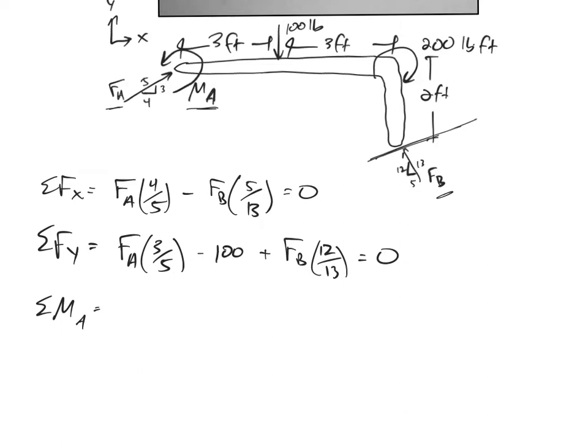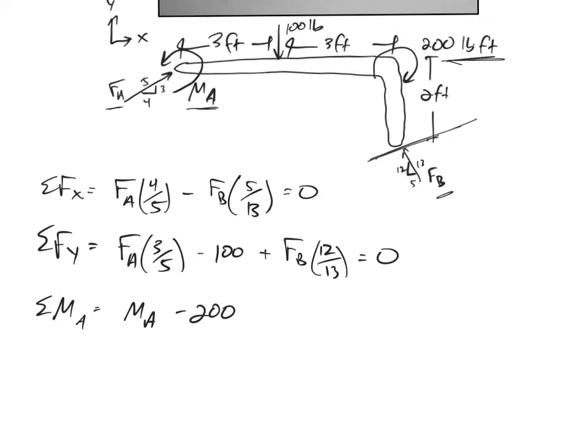You could sum the moments about any point. Summing the moments about A, I need to include MA. I need to include that reaction moment no matter what point I sum the moments about. Similarly, I need to include that 200. It's actually negative 200 right here. This applied moment is clockwise, and I'm saying counterclockwise is positive.